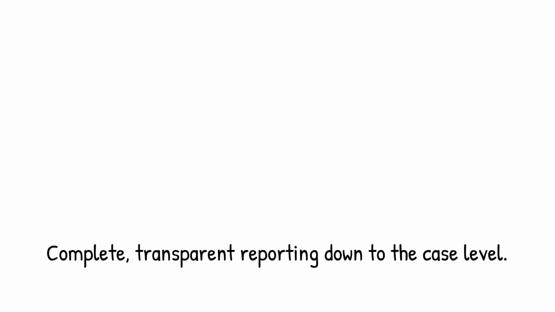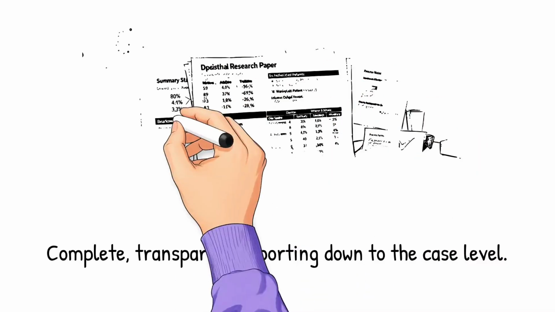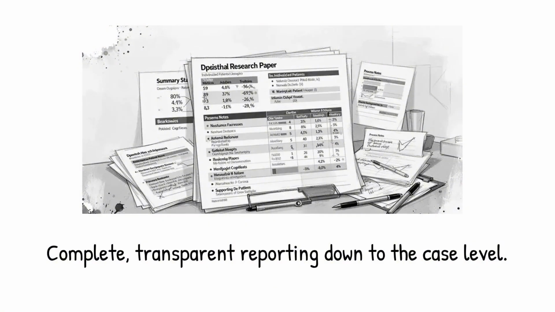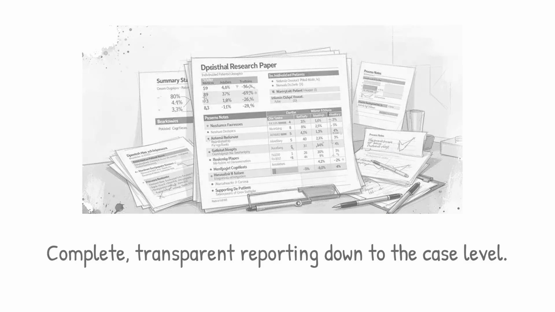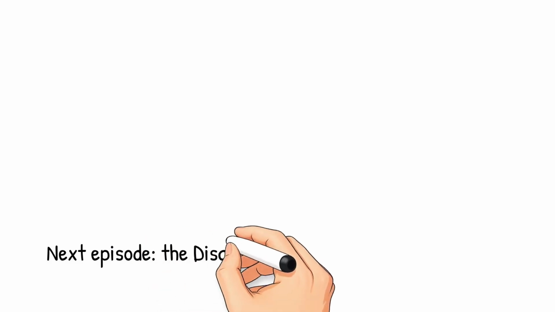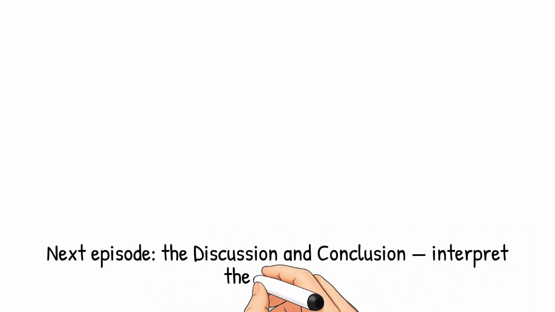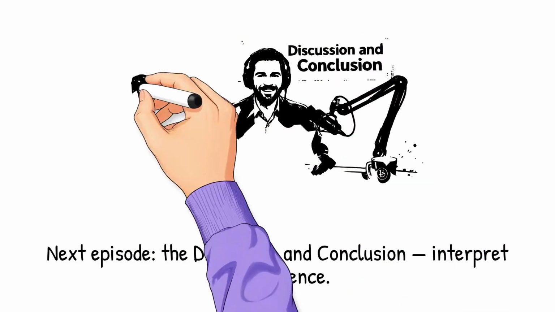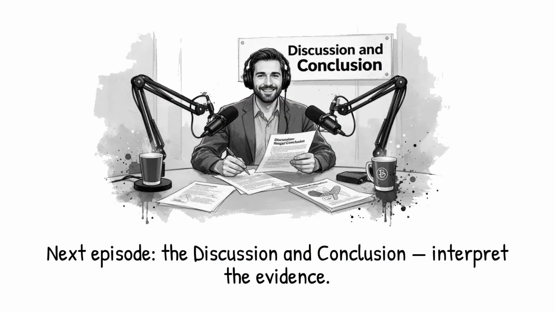You're no longer reading 98.8% survival, 97.0% success as two clean numbers. You're reading them as numbers with a fully traceable process behind them. Next episode, the discussion and conclusion, where the authors finally interpret what all this means and where you learn to check whether that interpretation actually matches the evidence you just read for yourself.